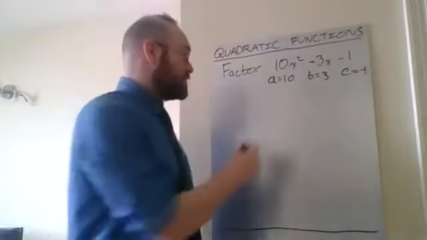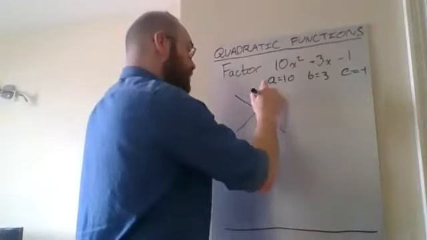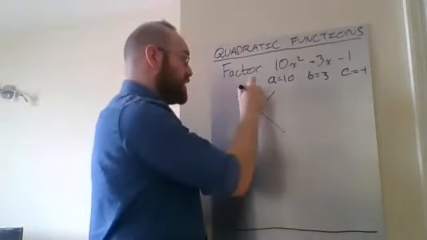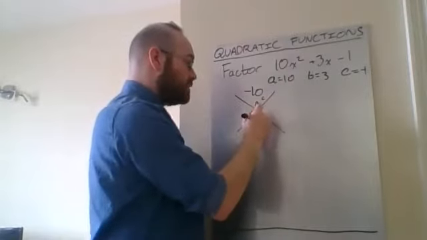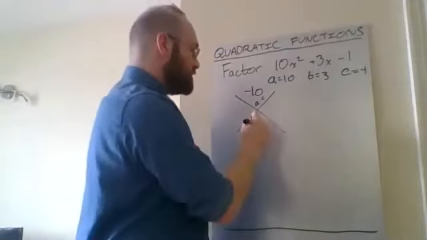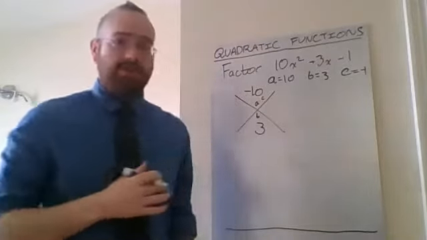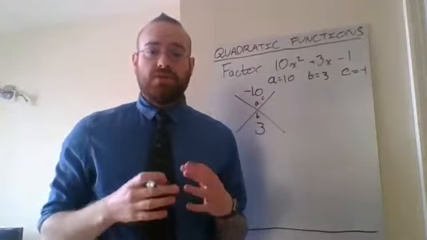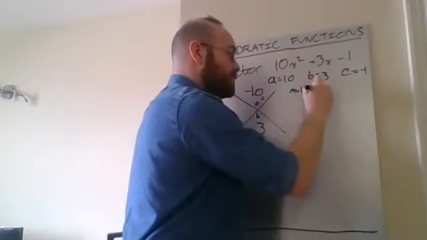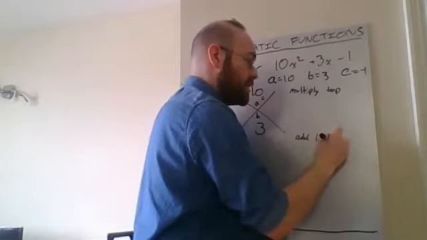To set up the X, we first draw a large X, and on the top we write A times C. In this case, we have 10 times -1, which gives us -10. And on the bottom, we have B. I like to remember that B goes to the bottom. In this case, B is 3. Now that we have our top and bottom numbers filled out, our goal becomes to find two numbers that multiply to the top, so multiply on top and add up to the bottom.